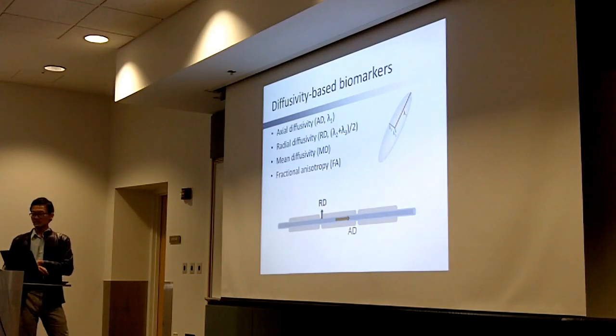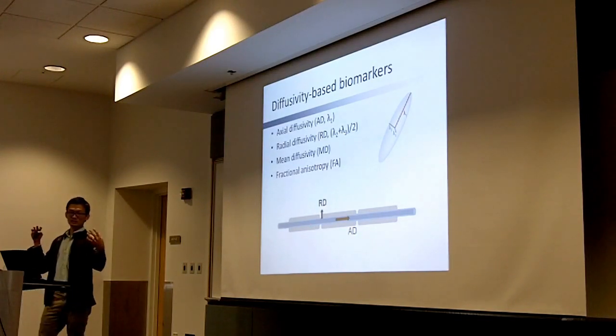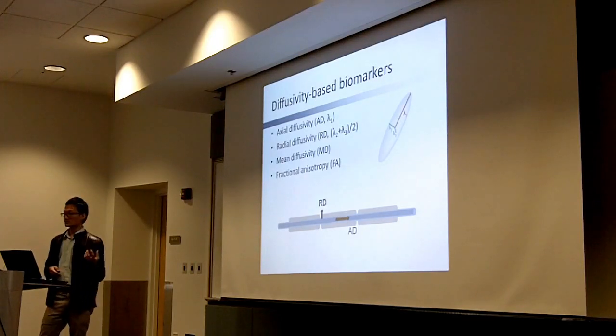Fractional anisotropy has been used a lot. It's actually a ratio between AD and RD and scales between 0 and 1. So high FA means the axon is really in good condition. That shows a long ellipsoid. Whereas an FA that is really small and close to 0 means there could be axonal damage or just no axon at all.